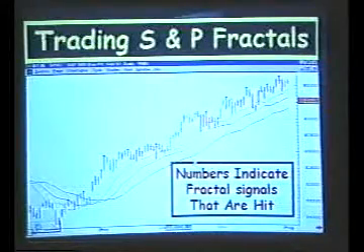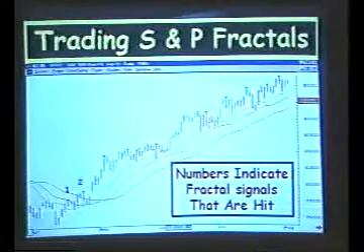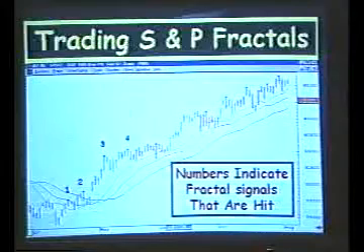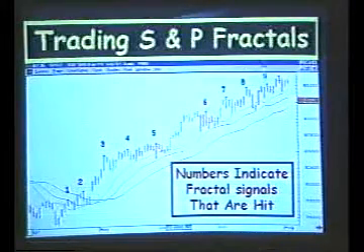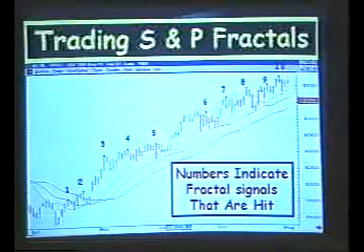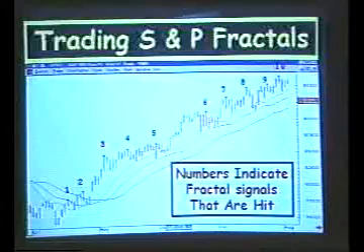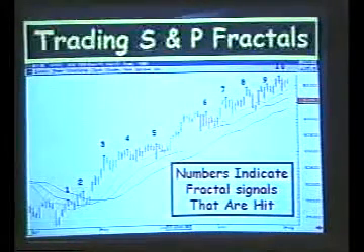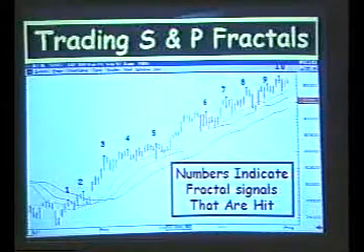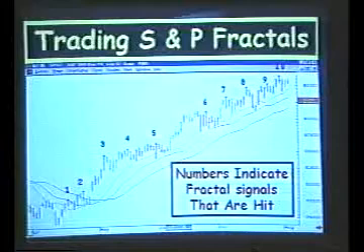The numbers that are going to come up indicate the fractal signals that are hit. Here's our first fractal, our second one, our third one, fourth one, fifth one, sixth one, seventh, eighth, ninth, and here's our 10th. What we want to do on each of these is to analyze this and get an idea. Now remember, we're talking about 3 months and 1 week from the first fractal buy until the end of July, the end of this particular chart. So we're going to break each one of these down and look at them.